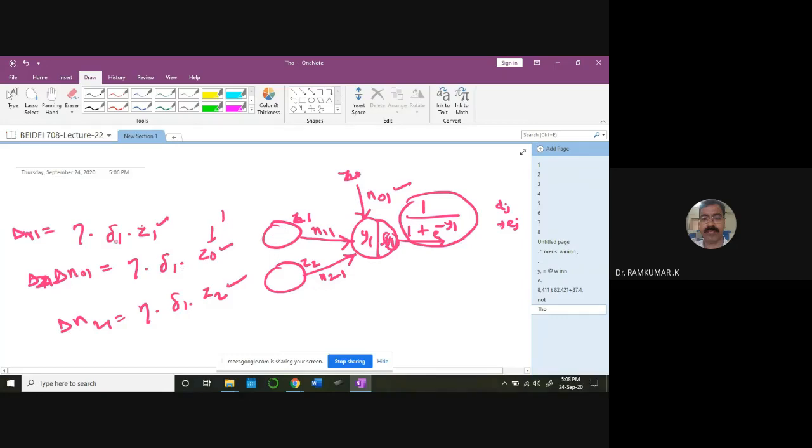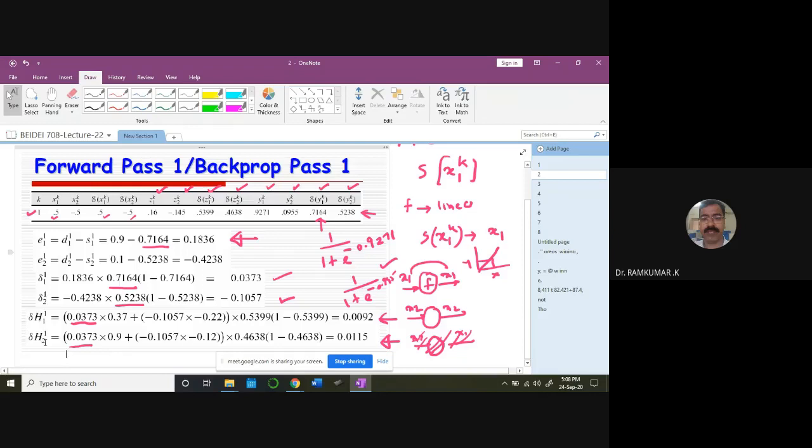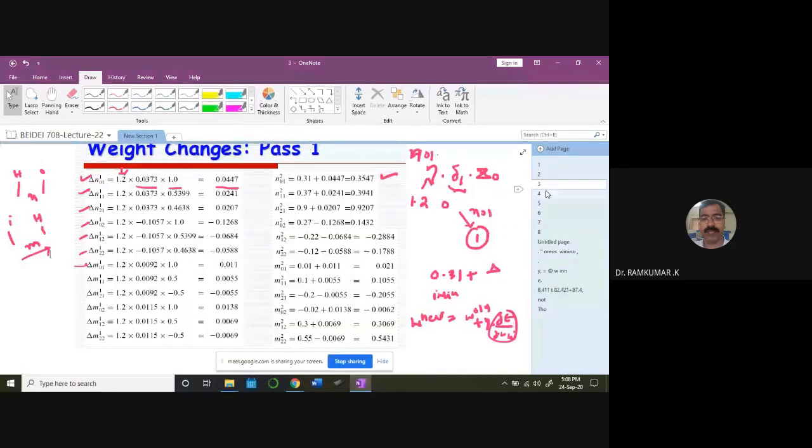But instead of delta 1 like that, I'm going to get delta H1, delta H2. In fact, we have computed that in the previous step: delta H1, delta H2. So use those and compute the corresponding outputs here like this, the delta N0 weights.